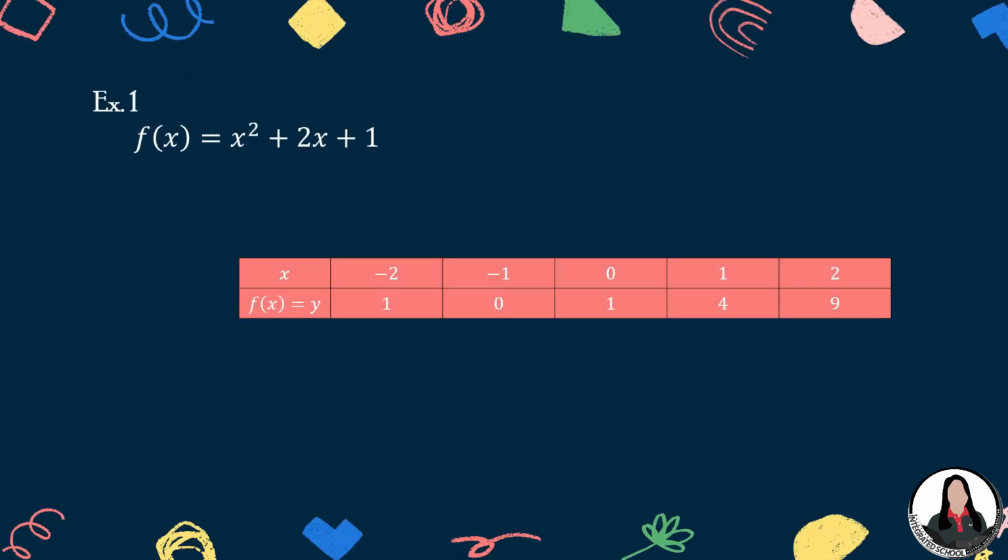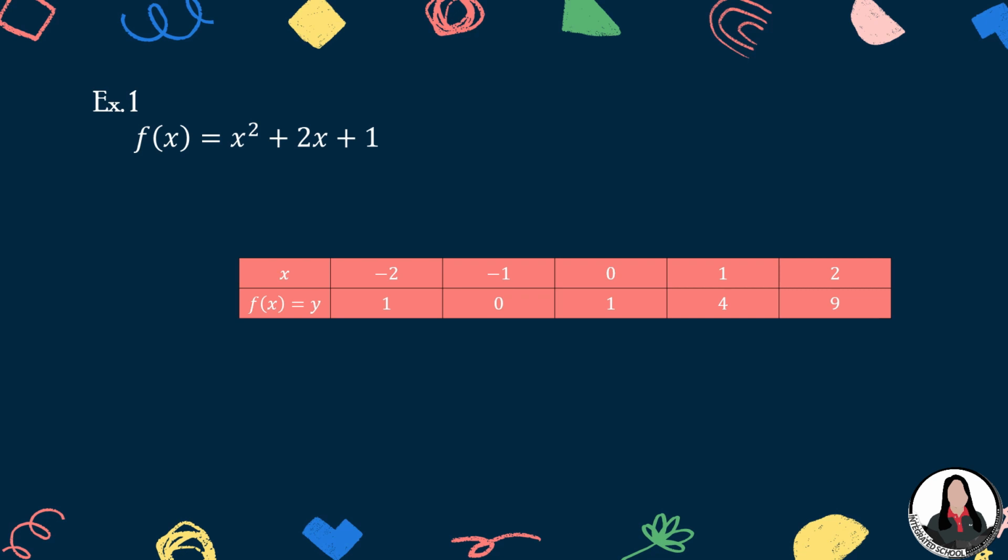I have here an example written as f of x equals x squared plus 2x plus 1. As we can see, this is a quadratic function because this is a second degree polynomial. Now, this table is a representation of this function. I will show you how we can determine if a table represents a quadratic function or not.